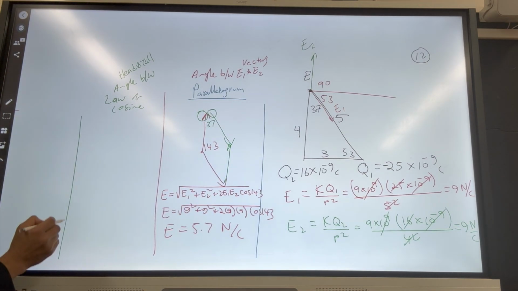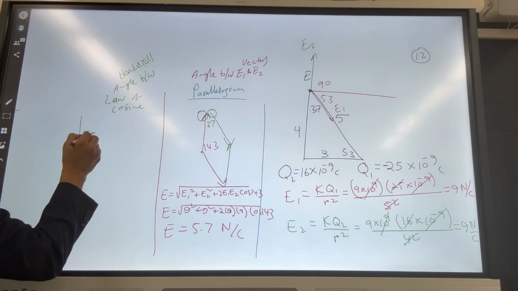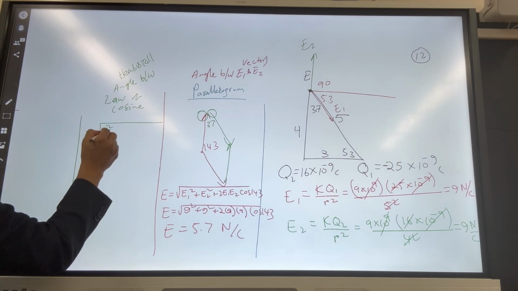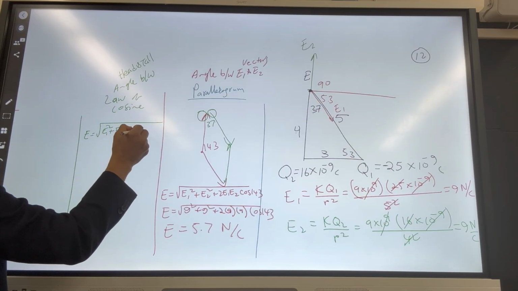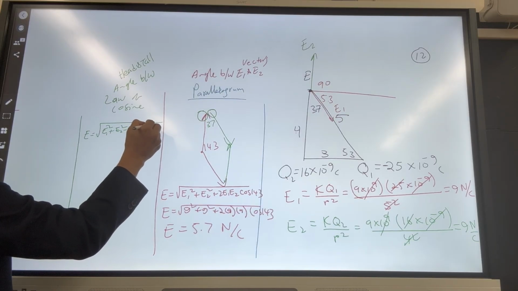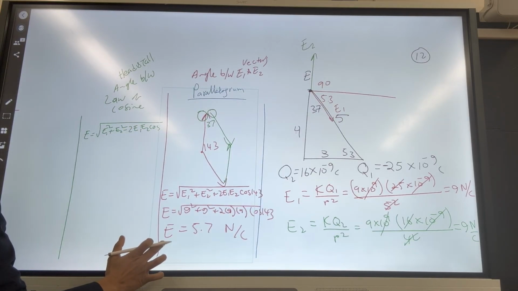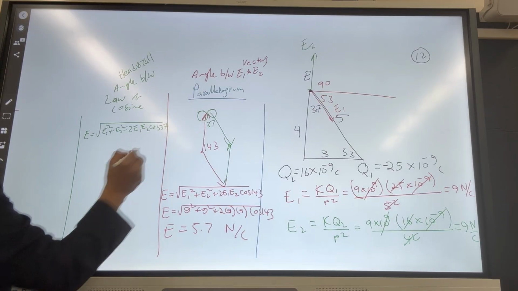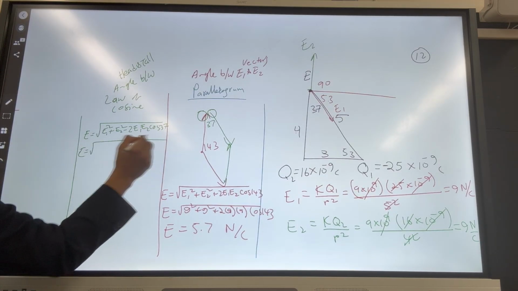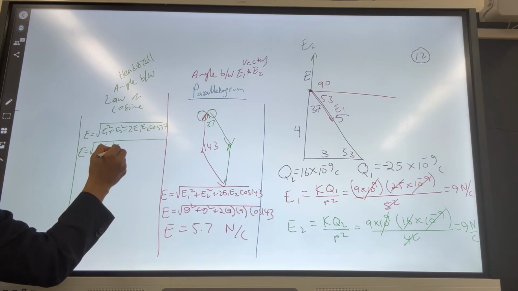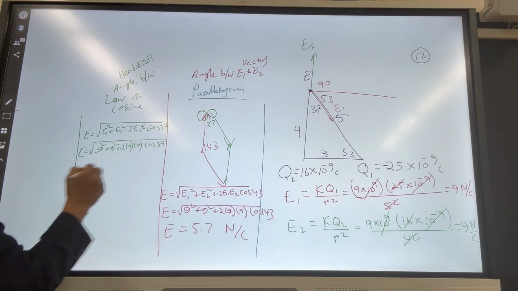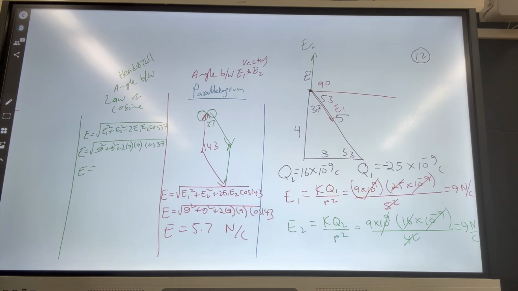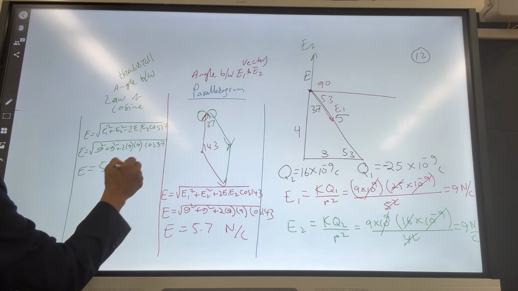So the law of parallelogram tells us that E is equal to E1 squared plus E2 squared plus, be careful, negative 2 E1 E2 cosine 37. So E is equal to 9 squared plus 9 squared minus 2 times 9 times 9 cosine 37. So E is equal to, of course, 5.7 Newton over Coulomb.